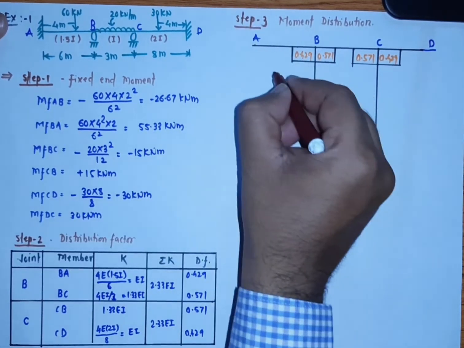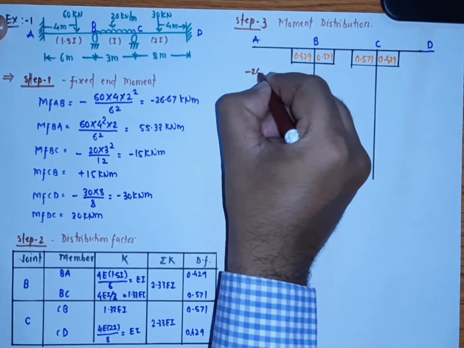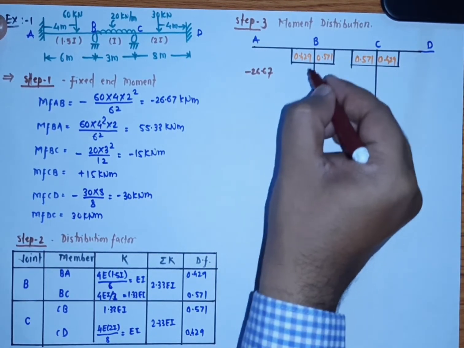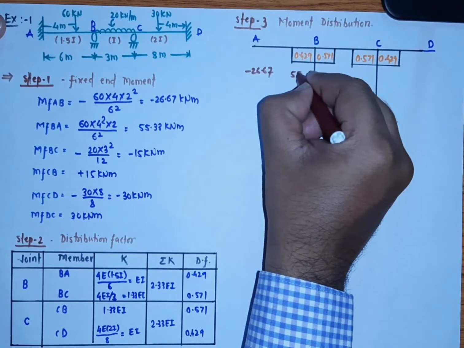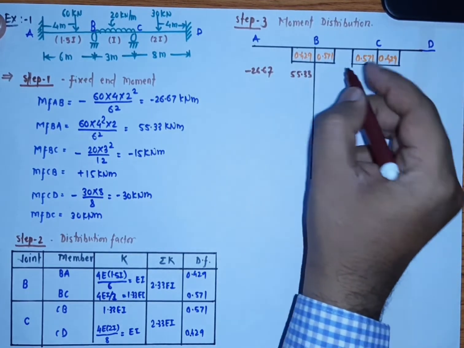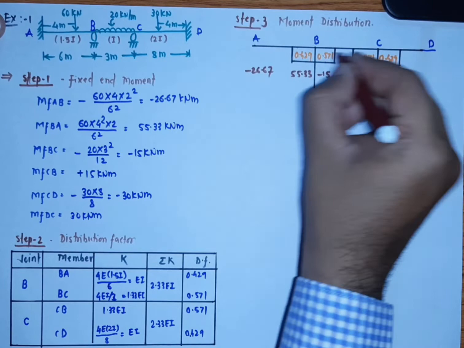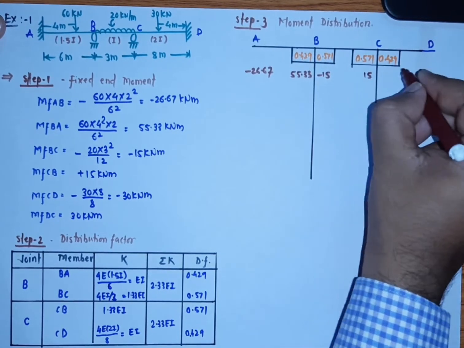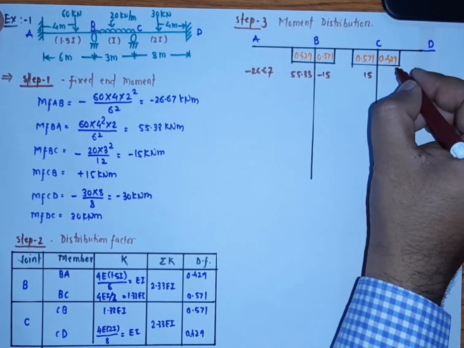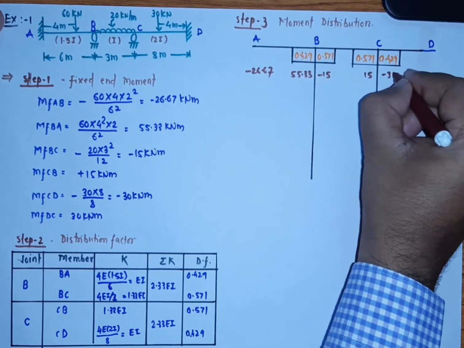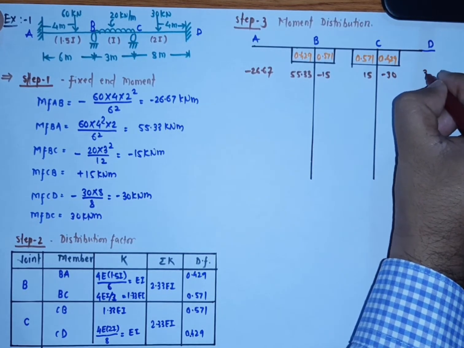Now after the distribution factors, we want to write down the fixed end moments of the particular span members. For AB, it is minus 26.67. For BA, it is 55.33. For BC, it is minus 15. For CB, it is 15. And for CD, it is minus 30. And at D, it is 30.